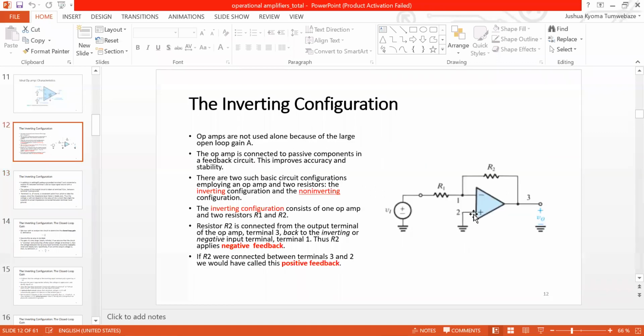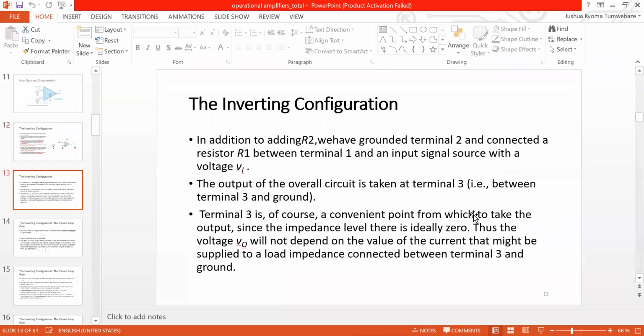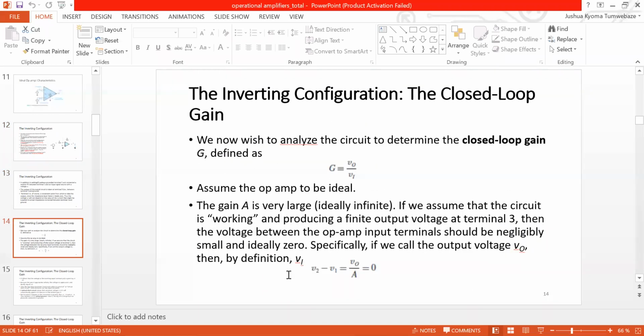what is the voltage at terminal 2? The voltage at 2 is zero. Okay. So if V2 is 0, we're going to get to that anyhow, okay? So we can rewrite our expression.